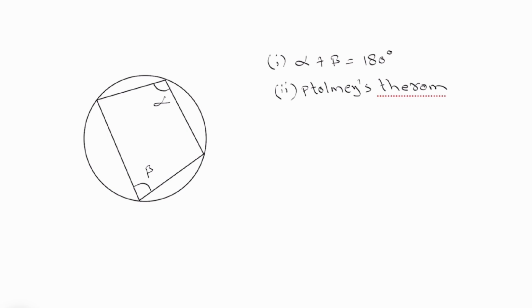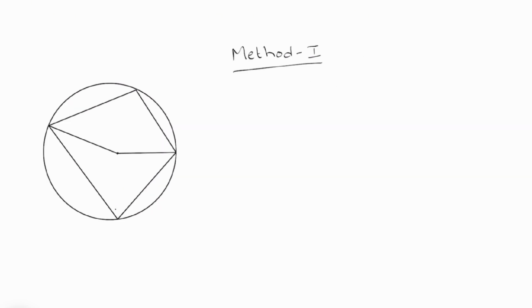Now we will see the proof of how alpha plus beta equals 180 degrees in a cyclic quadrilateral. We are going to mention two methods. This is method 1. In method 1, from the center of the circle, draw two radii to opposite corners of the quadrilateral. Let's name this quadrilateral A, B, C, D and the center of the circle as O. Name angle A as alpha and angle C as beta.